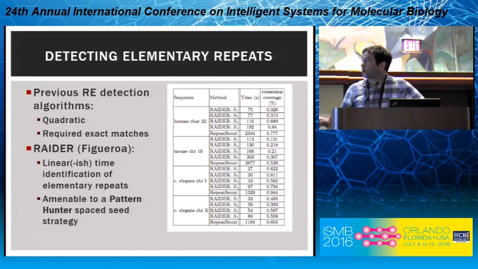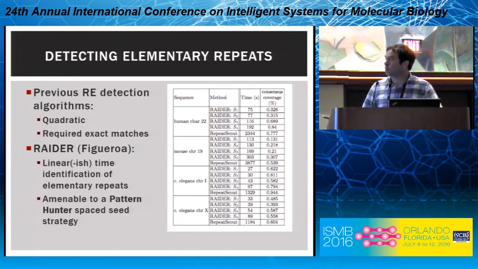All right, so we came up with RAIDER. One of my master's students, Nathan Figueroa, came up with a linear-ish time algorithm for elementary repeats. I say linear-ish because as a computer scientist, I can't say it's linear in the worst case, but in practice it really is. The more important thing, though, is that it's amenable to a PatternHunter spaced seed strategy. If you're not familiar with this phrase, I will explain it in just a minute.